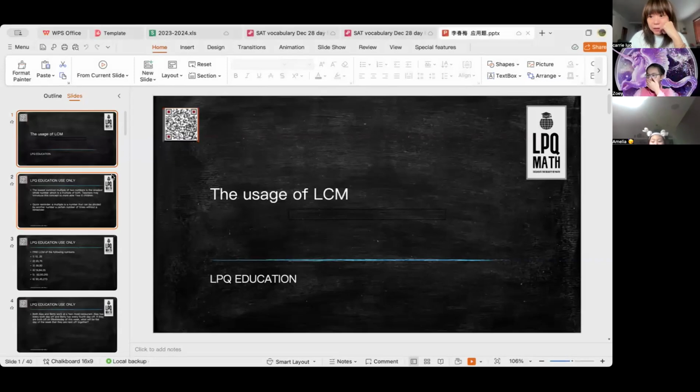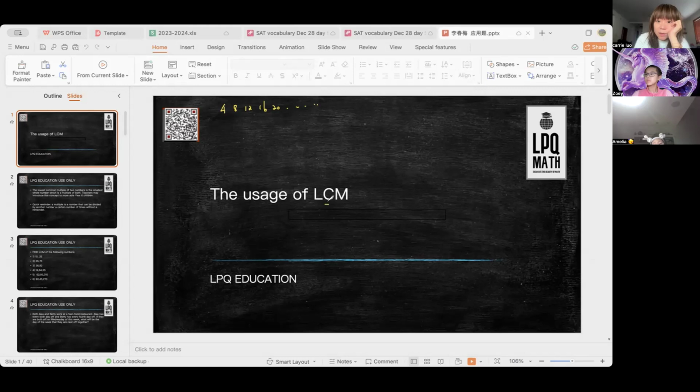Okay, Zoe and Amelia. So first of all, let's take a look at this one. What is the principle of the lowest common multiple? Like I said, every single number has unlimited multiples. For instance, we have 4, 8, 12, 16, 20, unlimited multiples. So common, what does it mean?